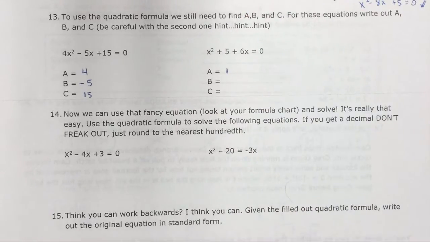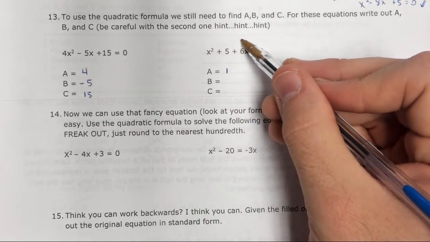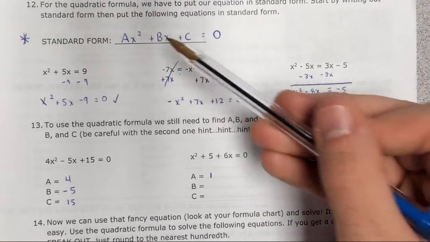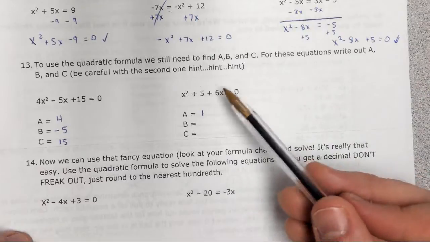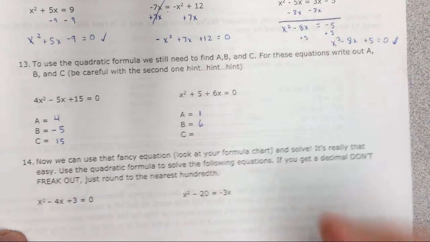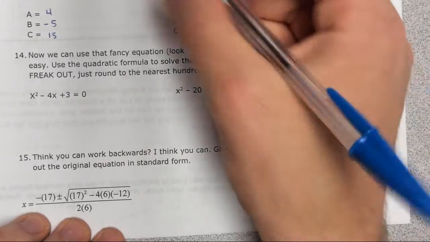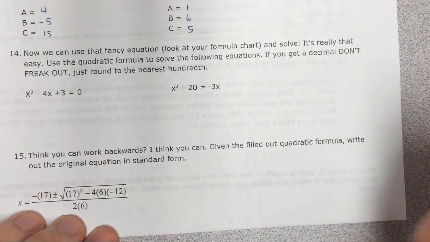My b, now look really carefully at that. Isn't that out of order? Isn't it supposed to be my x squared, then my x, then my number? So my b, remember, is the number that is with the x. So what number over here is with the x? The 6. Always check that to make sure that your b is with your 6. And then my c is 5. Alright, pretty easy.